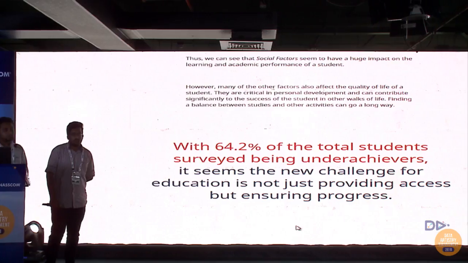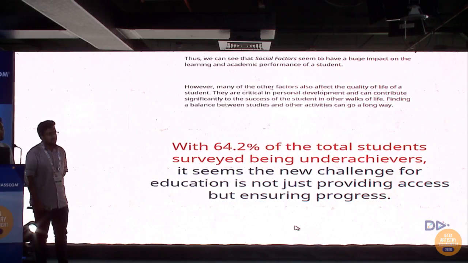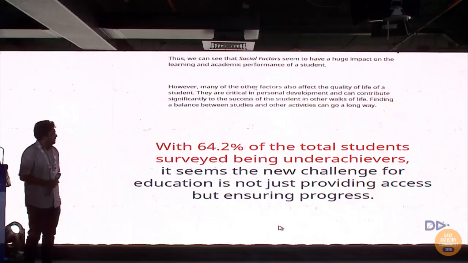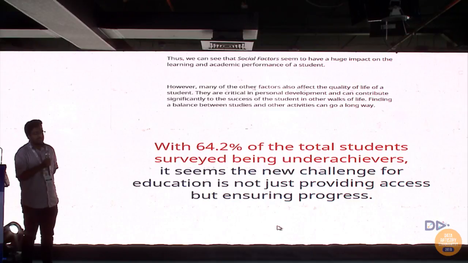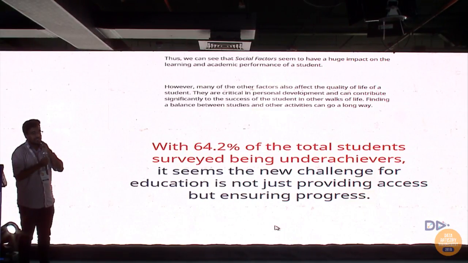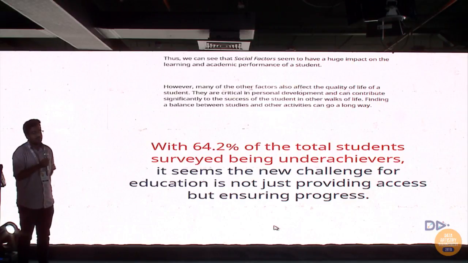Yeah, I have just one question. So this does have data pertaining to the different states, right? So this conclusion, is it uniform across the country or is it different for different states? Did you have a look at that? No, the performance of underachievers and achievers doesn't change much state-wise. It's almost the same form.